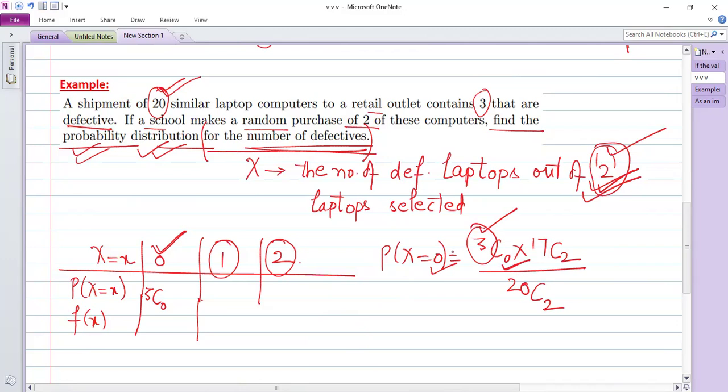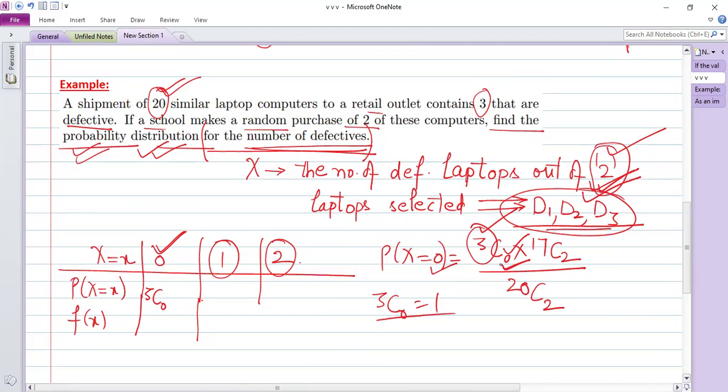That is three. Suppose we have D1, D2, D3. So these are the three defective laptops, and we have to select zero defective out of three. In how many ways can we do so? We can do so in one way. What is that one way? This is nothing but 3C0. And that one way of selecting zero defective out of these three is to select nothing out of these three.